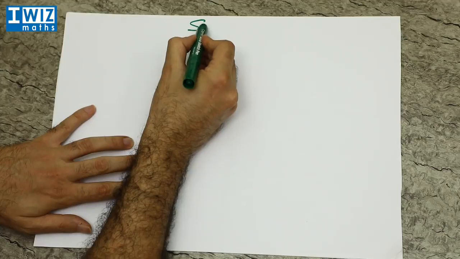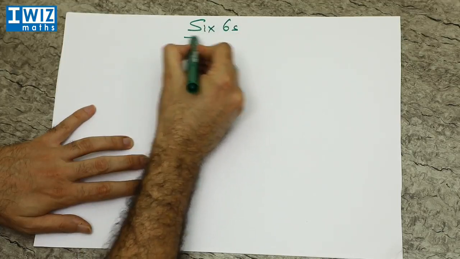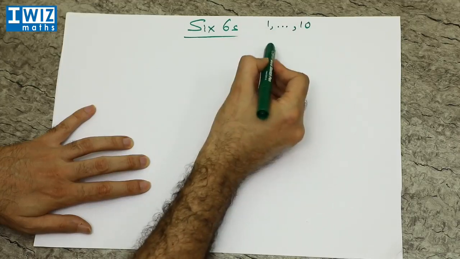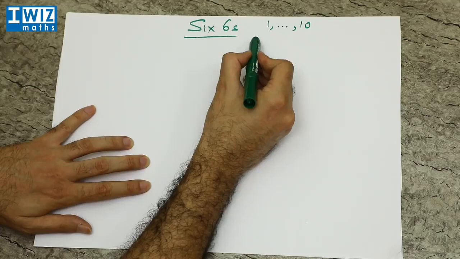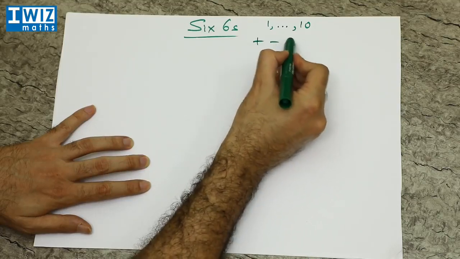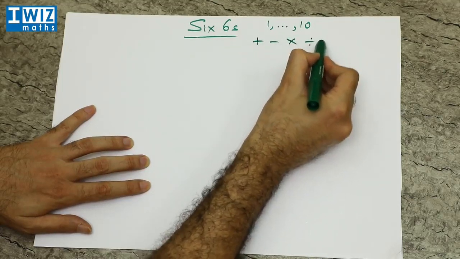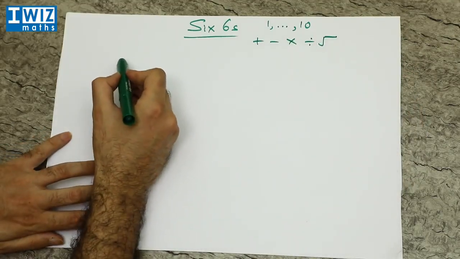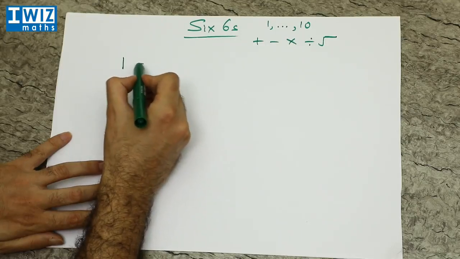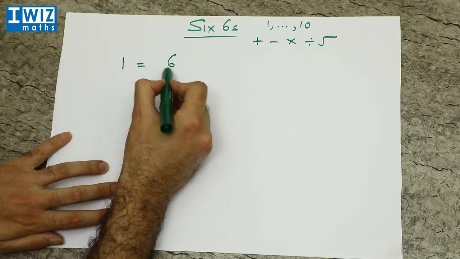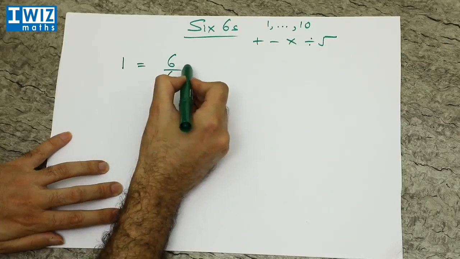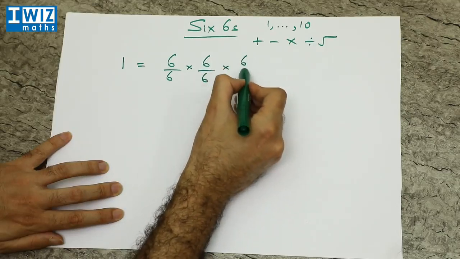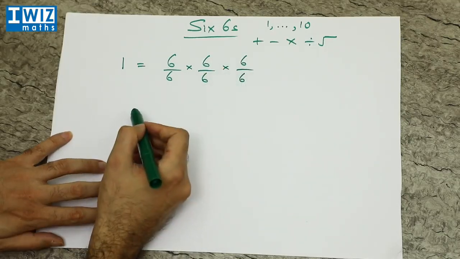The puzzle is 6 sixes and we are expected to get to numbers 1 all the way to 10 using the following math operators, which are plus, minus, multiplication, division and the square root sign. So let's start with 1. So 1 can be written as 6 divided by 6 times 6 divided by 6 times 6 divided by 6.